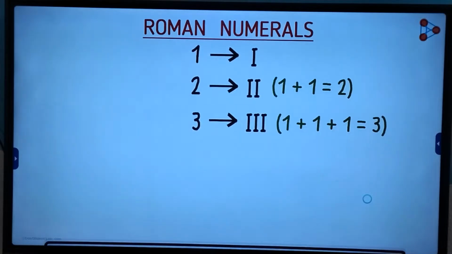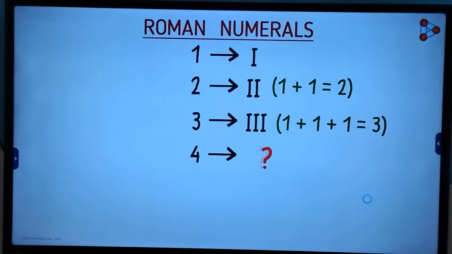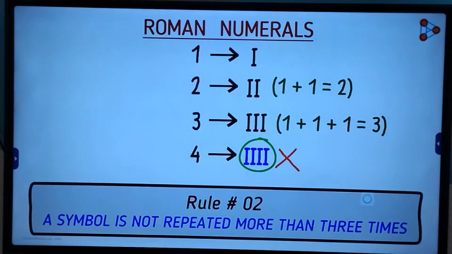So let us move ahead and see how we write the Roman numeral for the number 4. Do you think 4 will be written like this? Though it may seem to be correct, that's not the symbol for the number 4. I'm sure you would like to know why we cannot write the number 4 like this. It's because of the next rule. It says that a symbol is not repeated more than 3 times. It means a symbol can be repeated for a maximum of 3 times only. Now it's clear as to why we cannot write the number 4 like this. This symbol appears 4 times and that's not allowed.